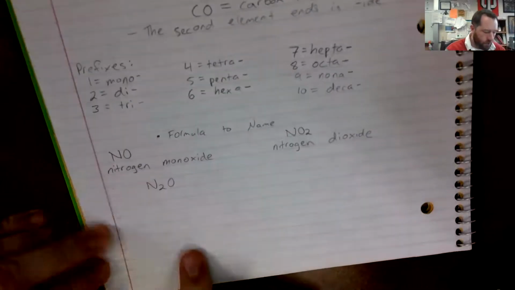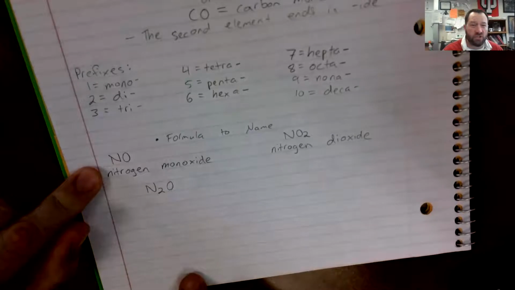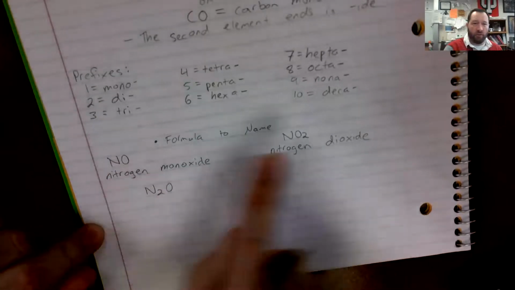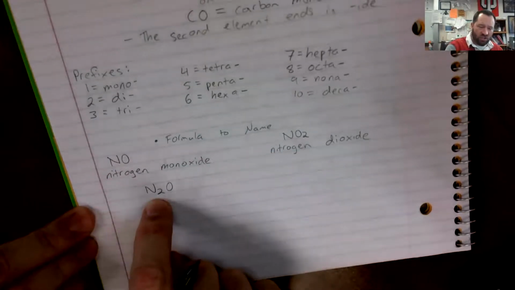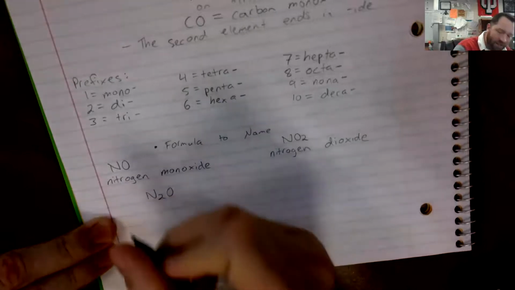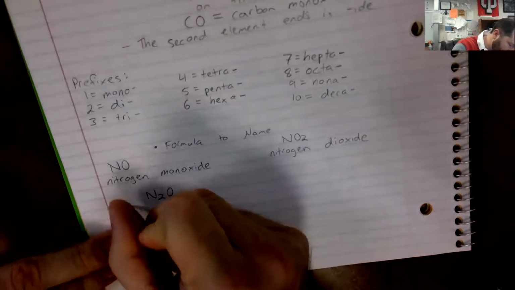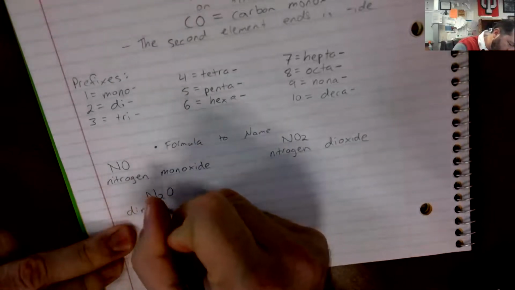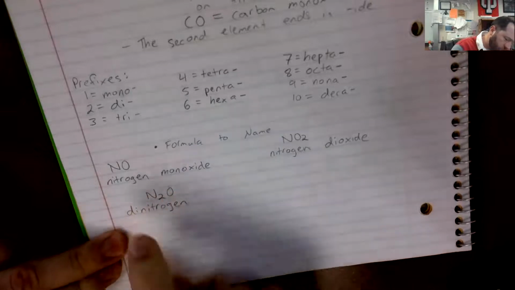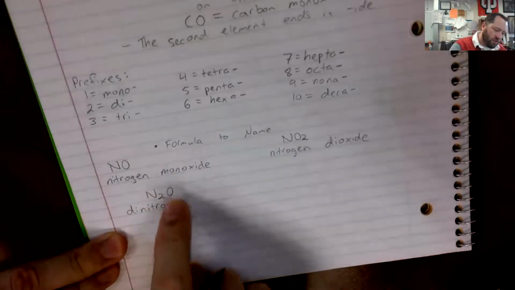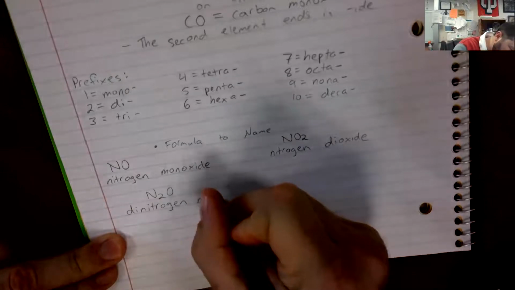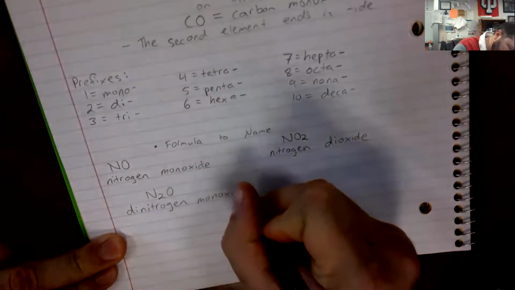N2O. All right, we don't use mono on the first element, but we'll use any of the other prefixes. So we've got 2 nitrogens this time. So we'll say dinitrogen, 2 nitrogens, 1 oxygen. Dinitrogen monoxide.